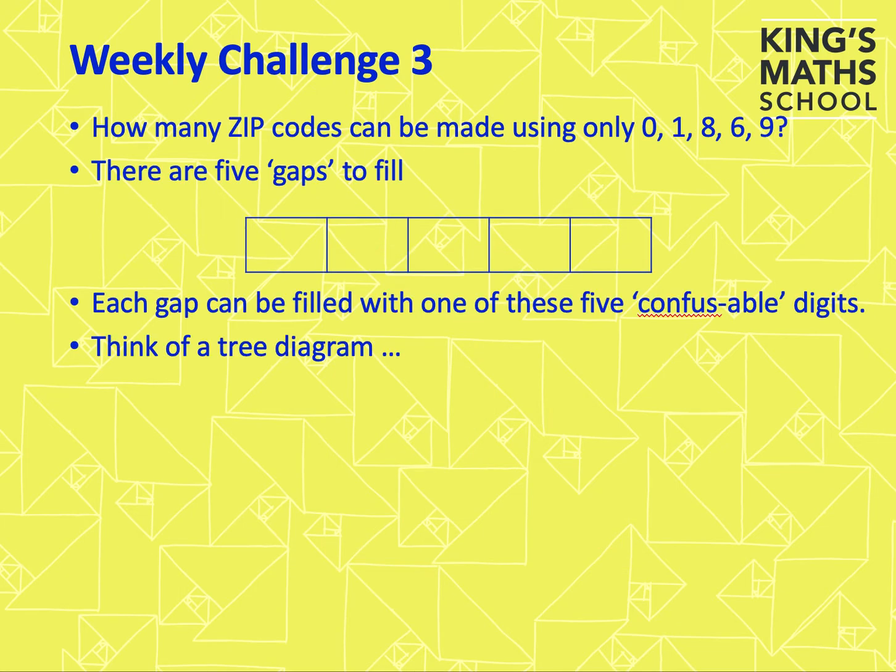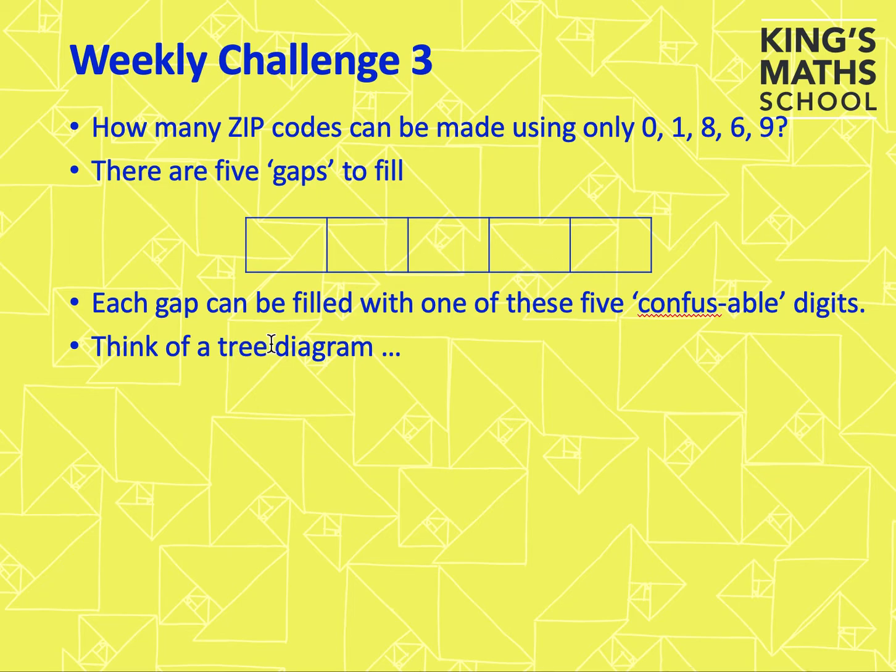Let's just concentrate on 01869 for the time being, because I think we all agree they're definitely confusable when they're rotated 180 degrees. So how many zip codes can I make using only those 5 digits? Well, to make a zip code, there are 5 gaps to fill. I've got to put a digit there, a digit there, a digit there, a digit there, and a digit there. I've got 5 choices, and then 5 choices, and then 5 choices, and then 5 choices, and then 5 choices.